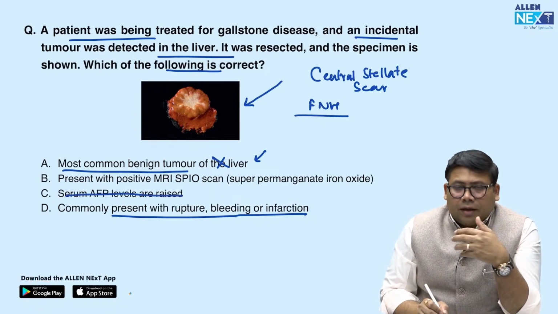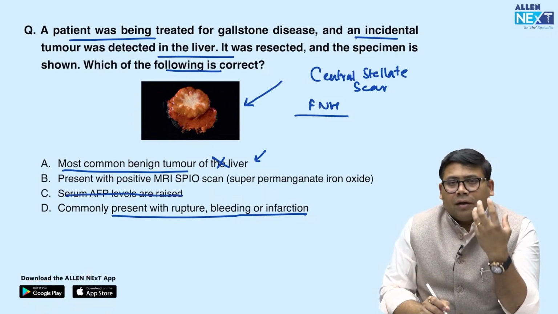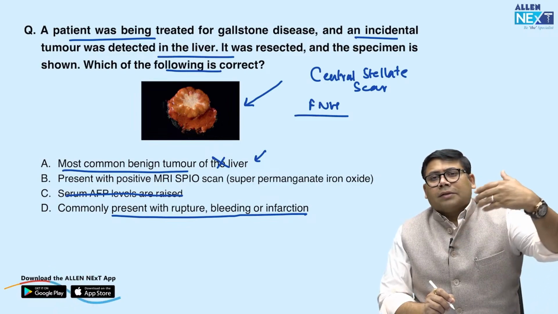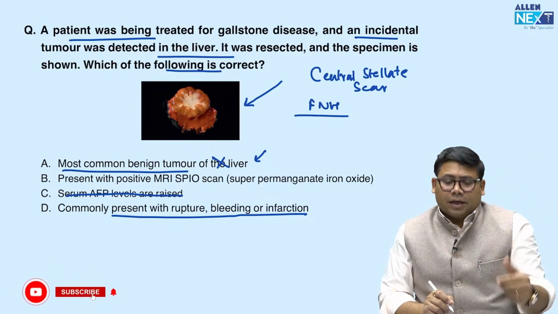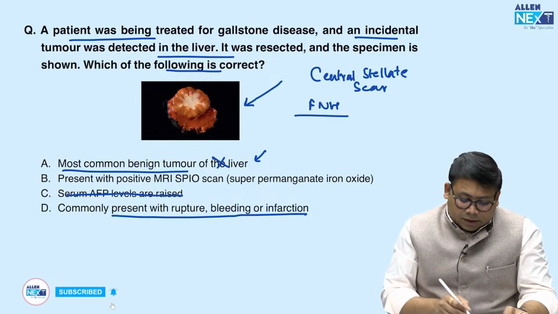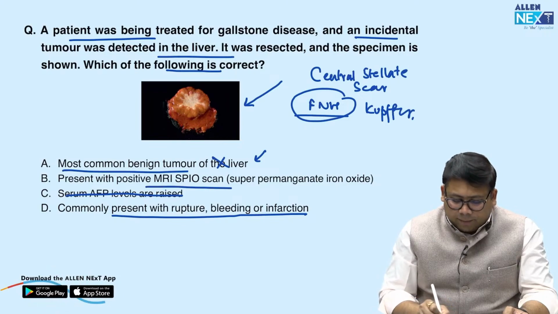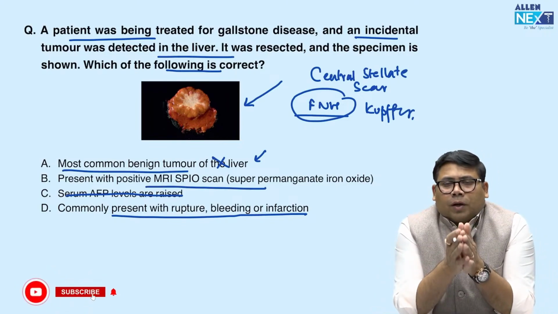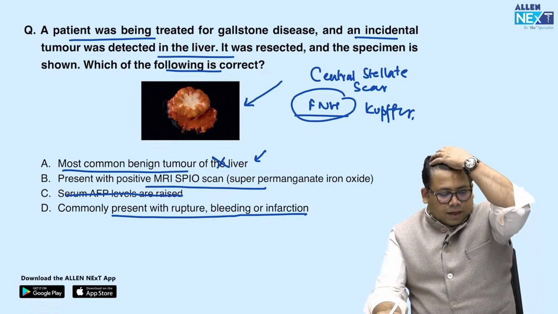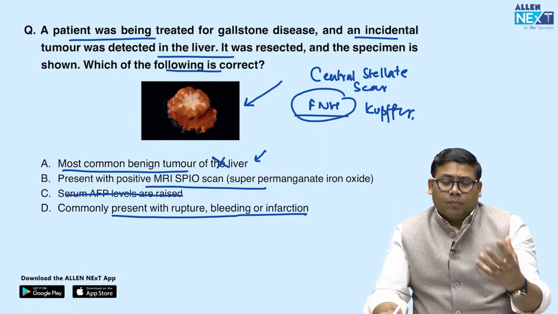AFP is found to be elevated. It might be seen in malignancy or in rapidly enlarging adenomas. When you talk about FNH, they have Kupffer cells also, and because of these Kupffer cells, the MRI SPIO scan, that is superparamagnetic iron oxide scan, is found to be positive, or we also say the sulfur colloid scan will show you a hot spot sign.